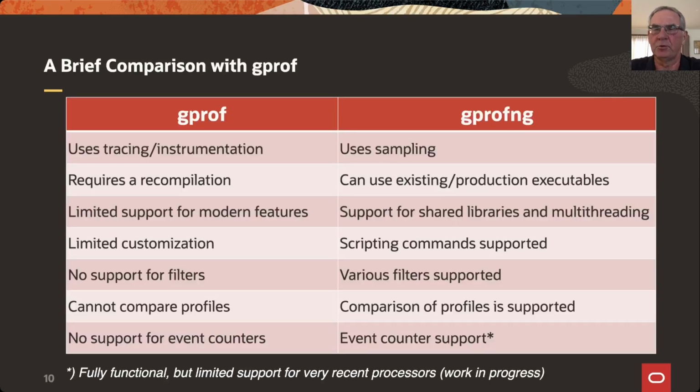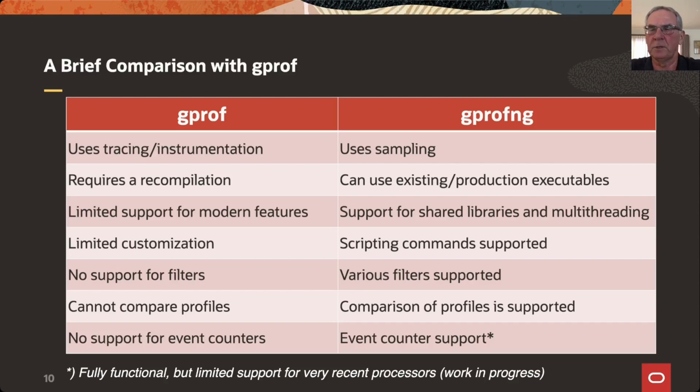The name Gprofng begs a comparison with the good old gprof tool. This is far from complete, but just to give you an idea of what's different. First of all, the underlying technology to collect the data is rather different. For gprof, you need to recompile your code. It will then instrument your code and insert calls to collect the performance information. You don't have to do that with Gprofng. We use the sampling technique that I'll explain next. So again, you can take your existing binary, no need to recompile. Take your production binary and start profiling.